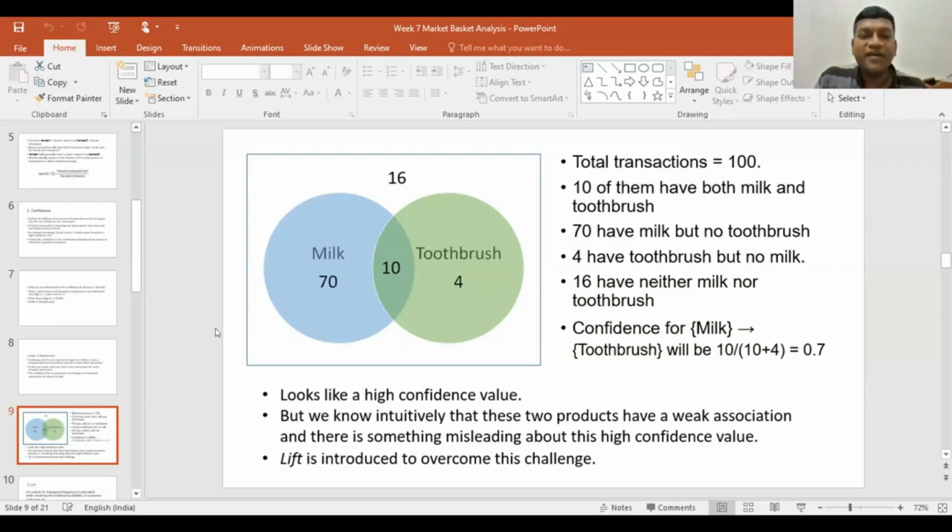So here, confidence for milk given toothbrush will be 10 by 10 plus 4, 0.7. This looks like a high confidence value. But we intuitively know that these two products have a weak association, and there's something misleading about this high confidence value. We know that milk and toothbrush are not items which we purchase together, or consume simultaneously, or think about together. Therefore, to overcome this, we introduce the next concept, which is lift. Let's look at what lift is.